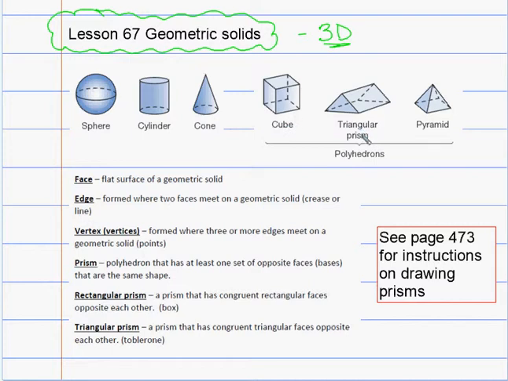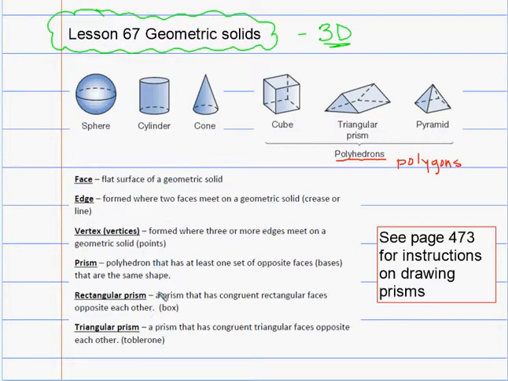A cube, a triangular prism, and a pyramid are polyhedrons. Okay, polyhedrons are made up of polygons. So they follow the same rules as polygons. They have no curved edges, which is why a sphere, a cylinder, and a cone are not polyhedron or polyhedra, as it might mention in the book. Their faces are all polygons for polyhedron. Cube, triangular prism, and pyramid are examples of those.